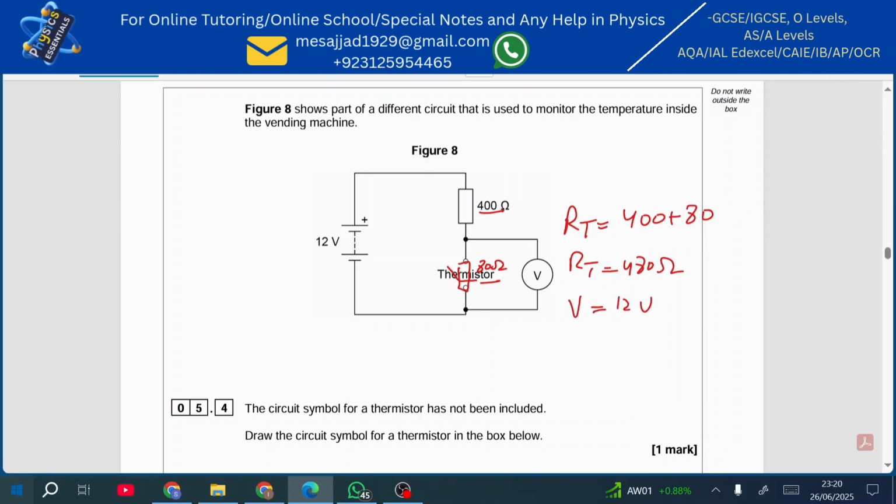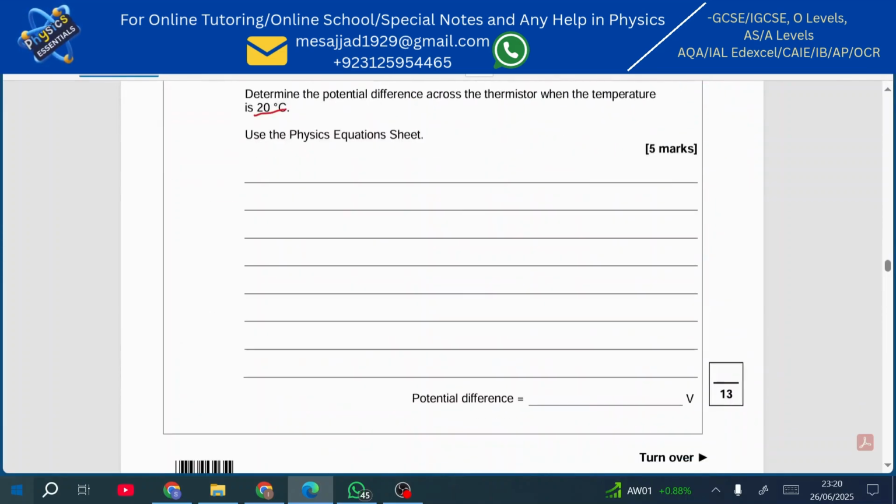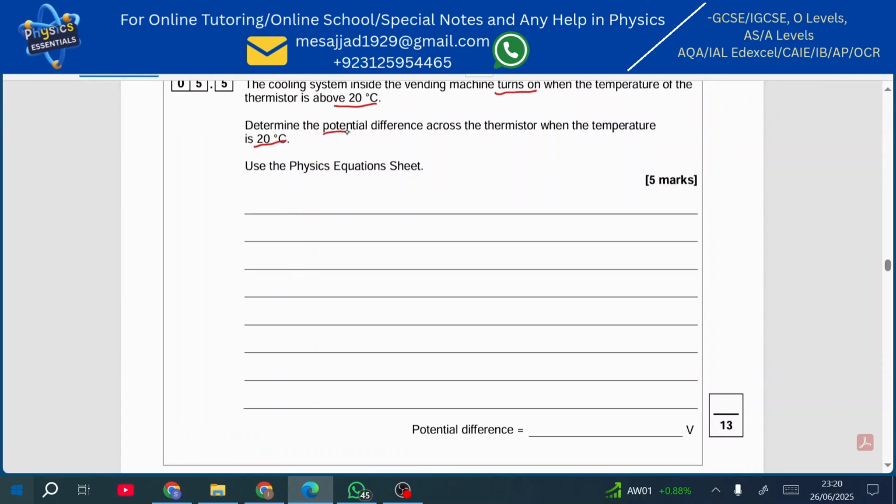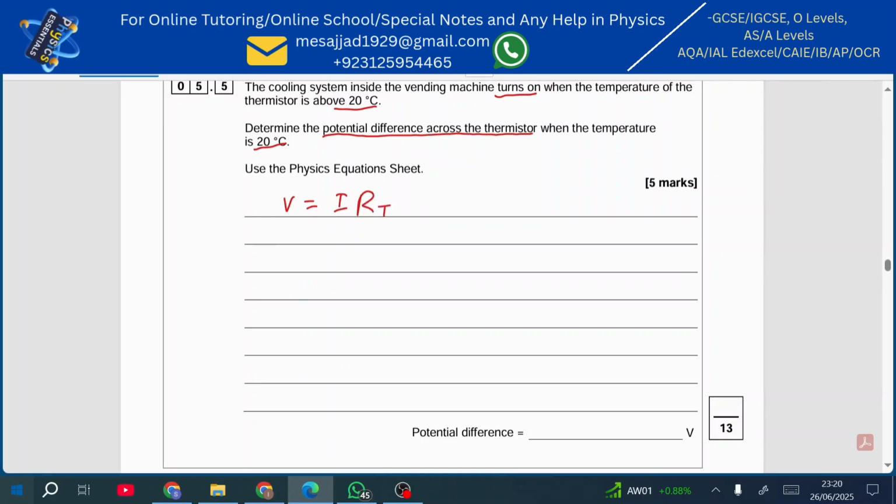Now you need to find out the potential difference across the thermistor. First I am going to write down the formula V equals I into R, where R is the total resistance, and I'm using it to find the current first, because in series the current remains the same. So voltage was 12, I is unknown, and the resistance was 480.